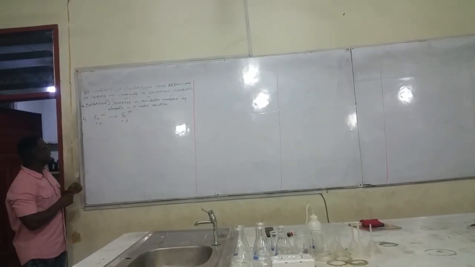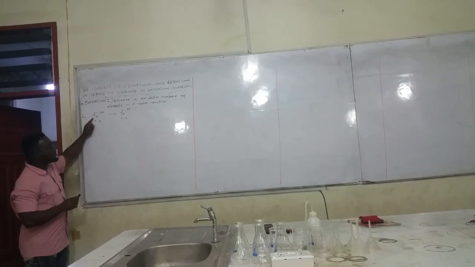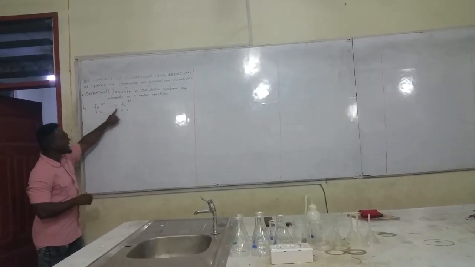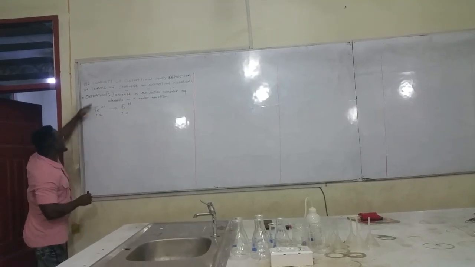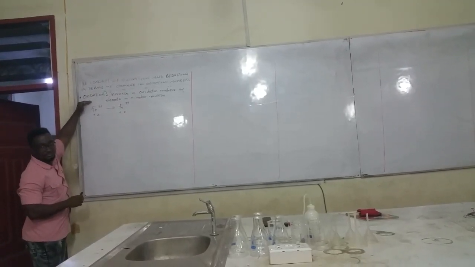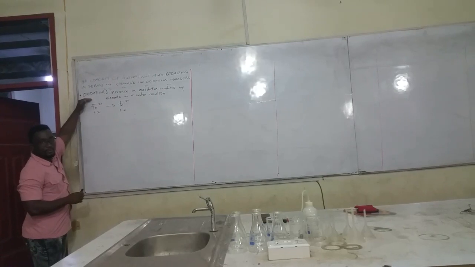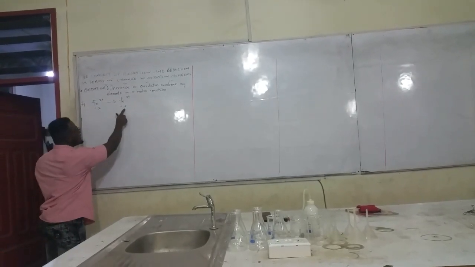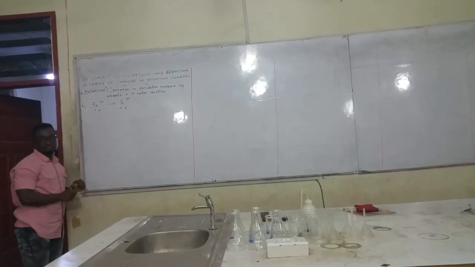So here you can see that since iron increases its oxidation number from plus 2 to plus 3, then we can say that oxidation has taken place. Oxidation has taken place because there is an increase in oxidation number.